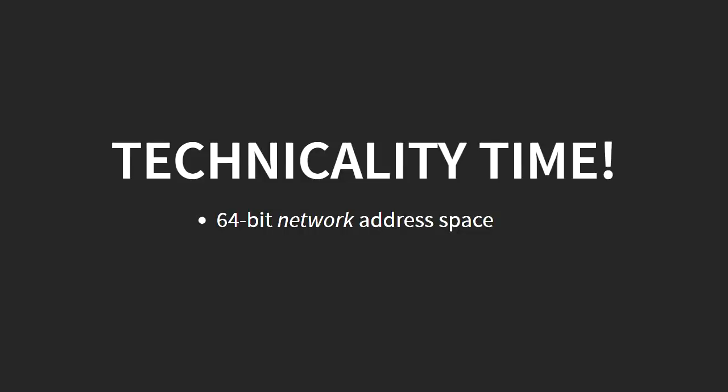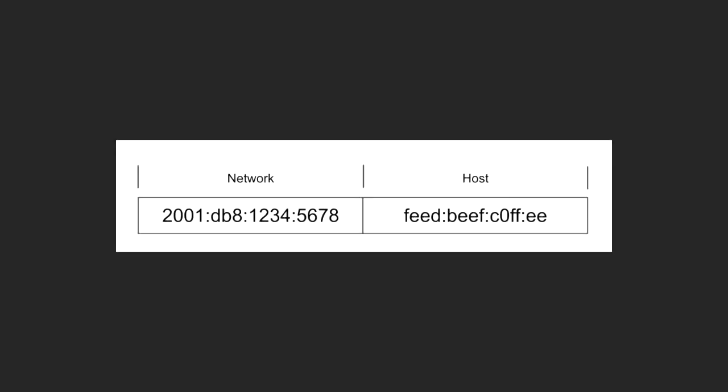But, technicalities, and I'm surprised nobody's jumped up and gone, but that's not how it works! Because they're right, it's not how it works. IPv6 actually has a split. 64 of those bits are for networks, and 64 of those bits are for hosts. And it looks a bit like this.